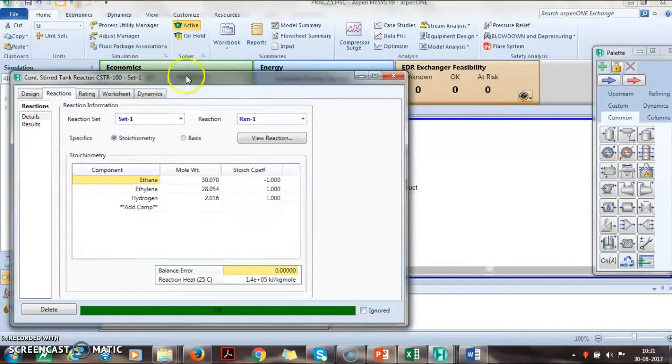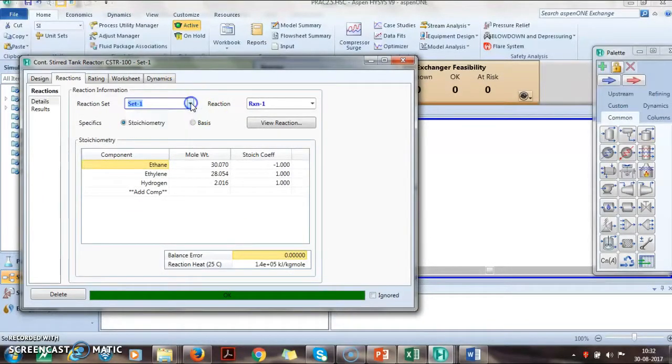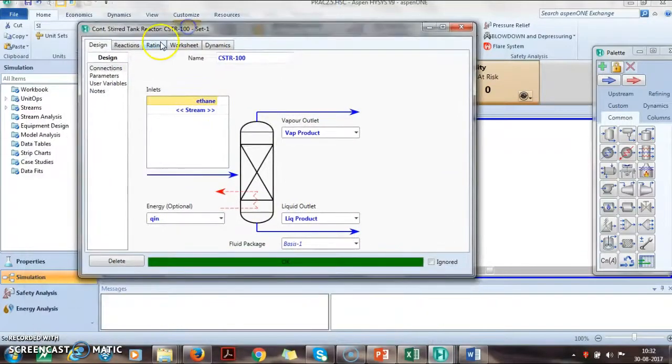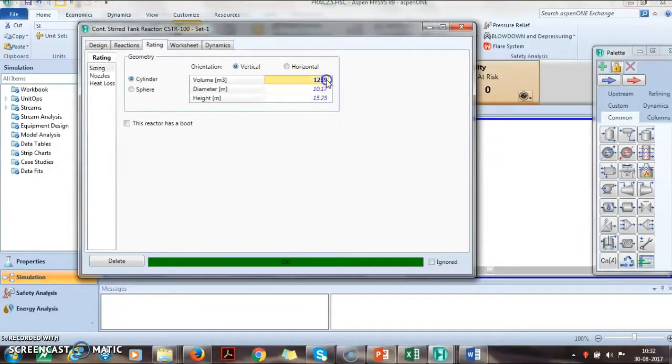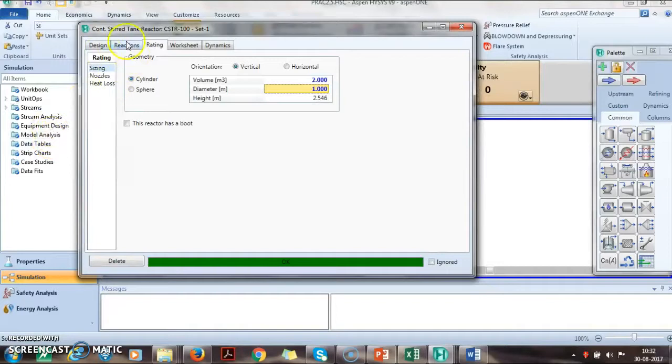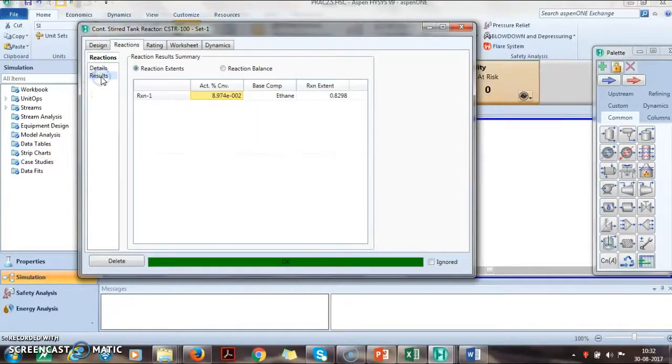However, I have skipped a step that I had to add the reaction, which is already being done before we entered the reaction. So if we look at this and if we see the design, and if you see the rating, we are right now given some random value of the volume. Let us get rid of this, and let's say that the diameter is 1 meter, and the volume I am giving is 2 meter cube. So the height will be automatically calculated, and we go to reaction, and if we see the results, you can see that the conversion is very less.